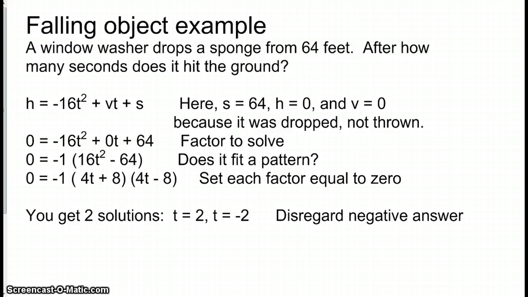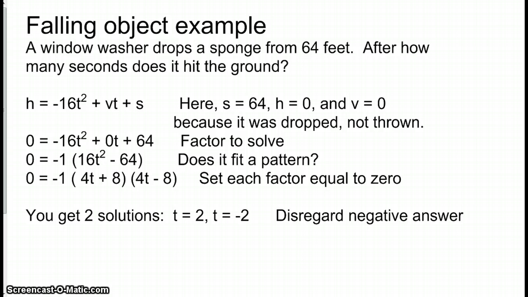We use our equation for vertical motion, h equals negative 16t squared plus vt plus s. In this problem, your s is 64, that's your initial height. The height at the end when it hits the ground is 0. Remember, the ground is always 0. And your initial velocity is 0 because it was dropped, it was not thrown. So your equation is negative 16t squared plus 0t plus 64.